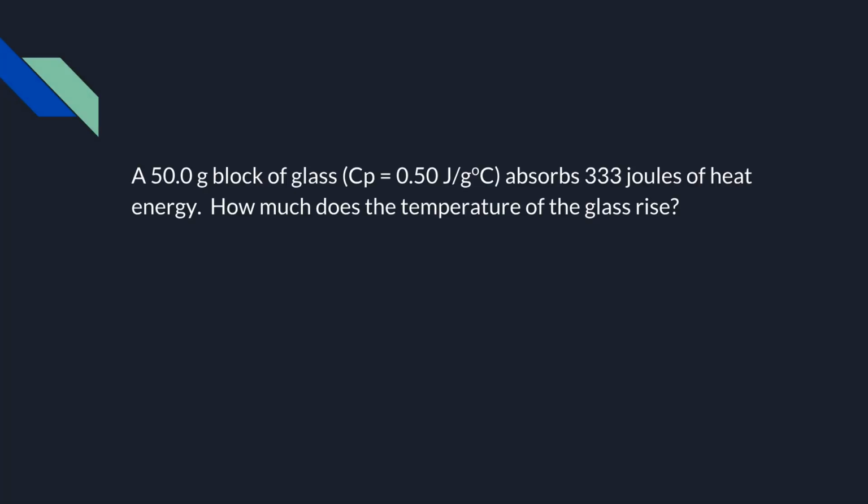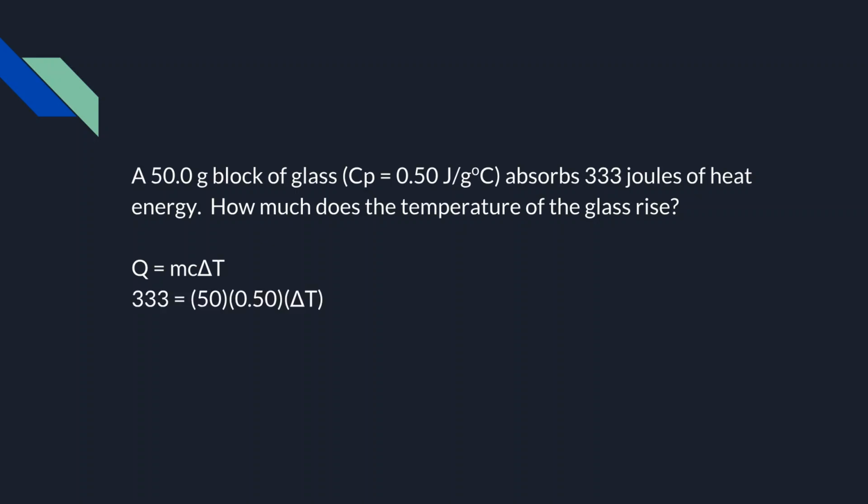Another example would be a 50 gram block of glass absorbs 330 joules of heat energy. How much does the temperature of the glass rise? They give us a specific heat of this block of glass as 0.5 joules per gram Celsius. So we use the equation Q equals mc delta T to calculate the change in temperature of the glass when heated.